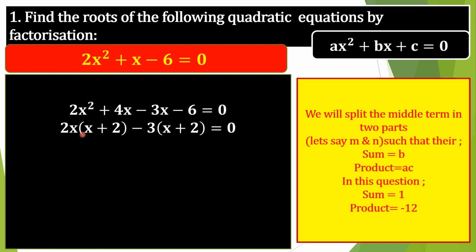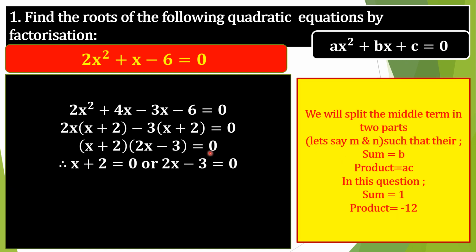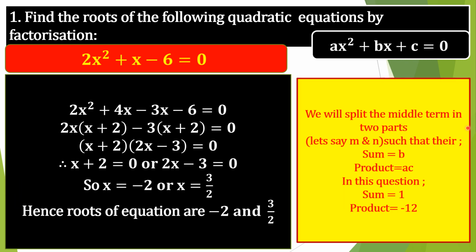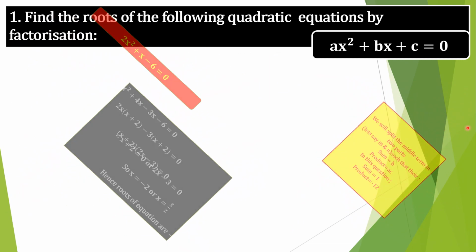Then similarly, from these two terms 2x is common, x plus 2 within the bracket, minus, whatever is here should be here. 3 is common, x plus 2. Why is this minus and this plus? Because the minus sign is outside the bracket. Then in these two terms, x plus 2 is common, we are left with 2x minus 3 is equal to 0. So either of them should be equal to 0, which gives us x is equal to minus 2 or x is equal to 3 upon 2, the two roots of the equation, minus 2 and 3 upon 2.